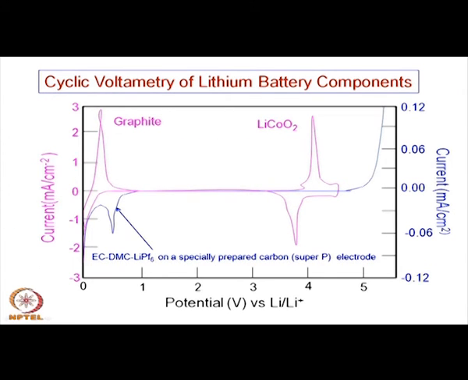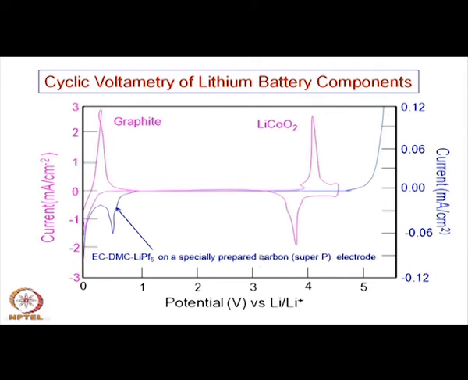Well, this shows what the problem exactly is, the incompatibility I just told you about. This is a cyclic voltammetry curve in which you apply a voltage and measure the current, and then find out what kind of intercalation or charging-discharging phenomena is taking place.